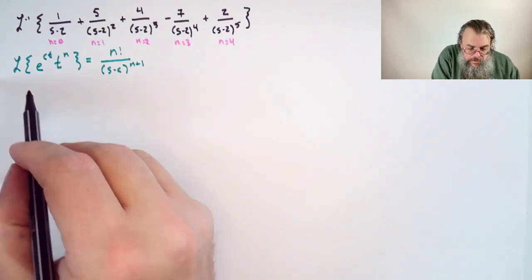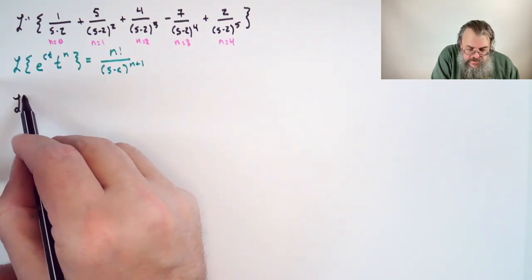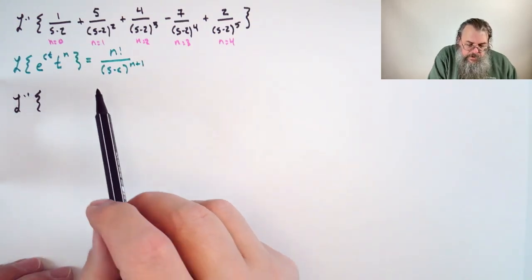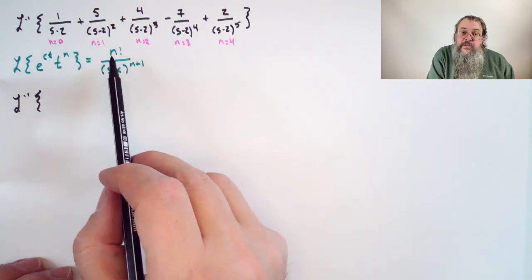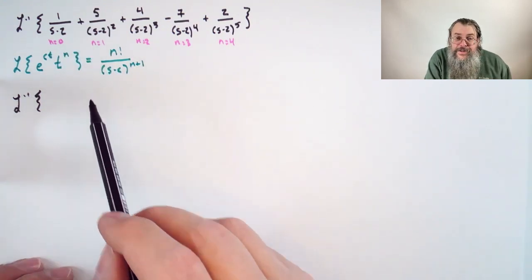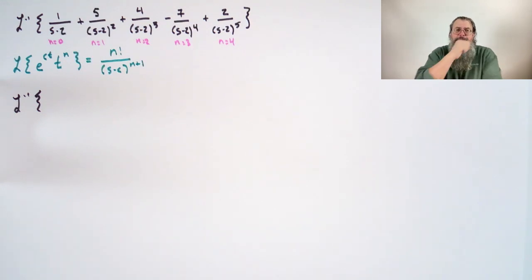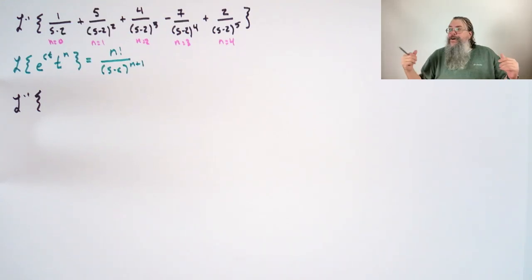So what needs to be upstairs? We come to our first term. This would be n equals 0. We want a 0 factorial. Do you remember what 0 factorial is? Have we talked about that yet? 0 factorial is 1.